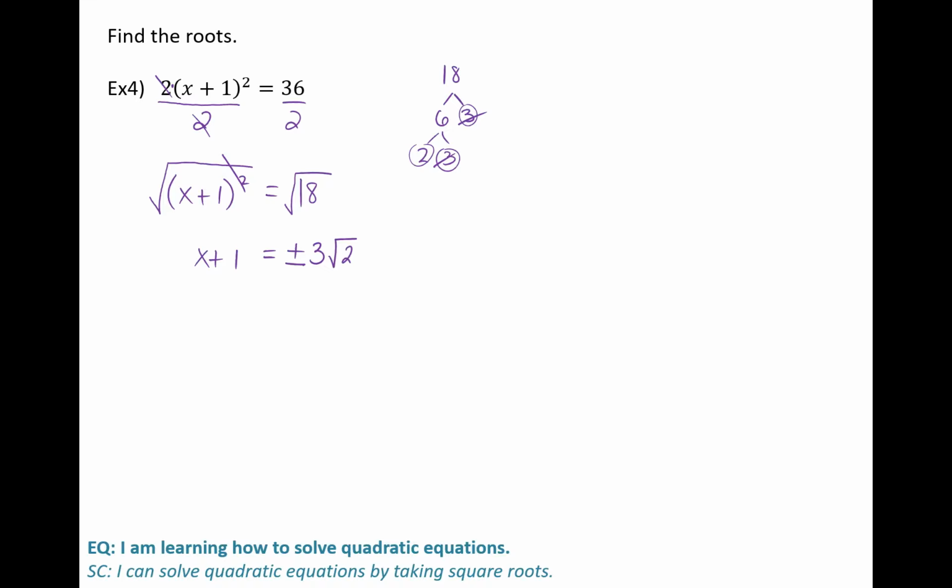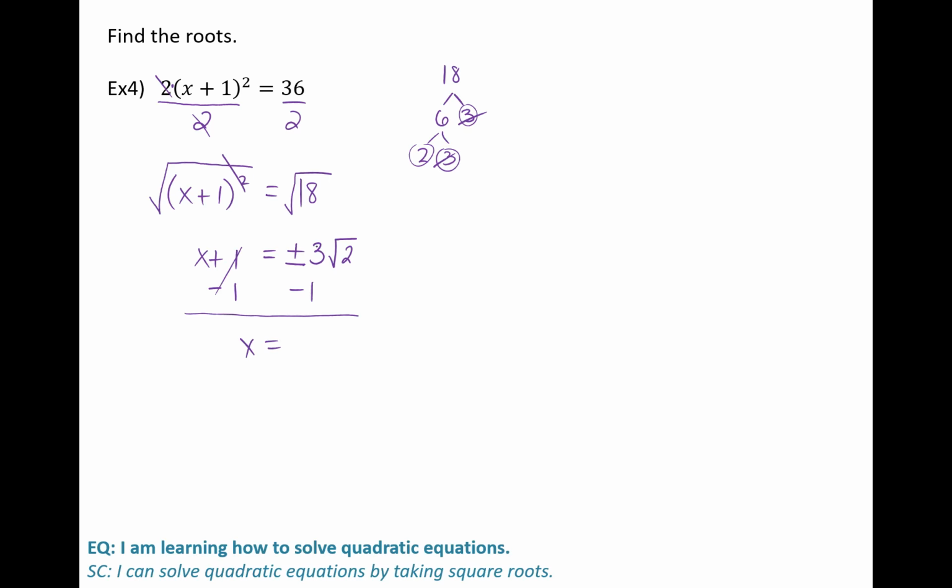So this one we are not quite finished yet because we have x plus 1. Remember, we're trying to get x by itself. So I still have to do this last step here and move the 1 to the other side, which is going to look a little weird. So here, plus 1 and minus 1 cancels. I get x. So I have x by itself.